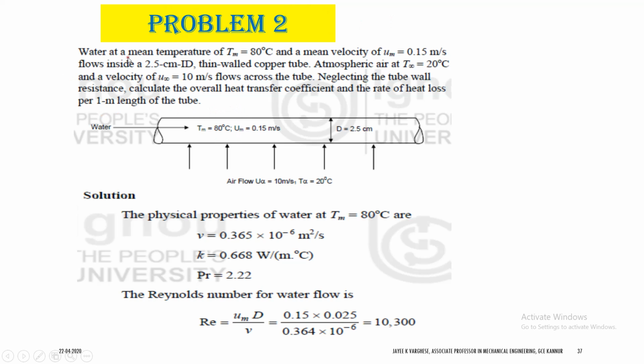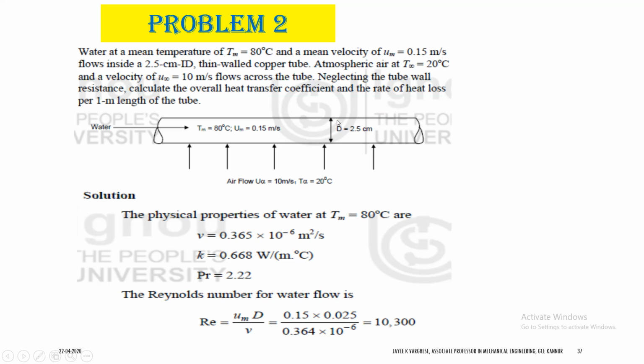Neglecting the tube wall resistance, calculate the overall heat transfer coefficient and the rate of heat loss per 1 meter length of the tube. Here, what type of a heat exchanger is that? This cannot be considered as a heat exchanger. This is just a circular tube, and through the circular tube hot water flows. So water at a mean temperature of 80 degrees Celsius flows. This will have an inlet temperature and an outlet temperature, and mean temperature is the average of inlet and outlet temperature. So 80 degrees Celsius, and there is a mean velocity of 0.15 meter per second, and the diameter is also given.